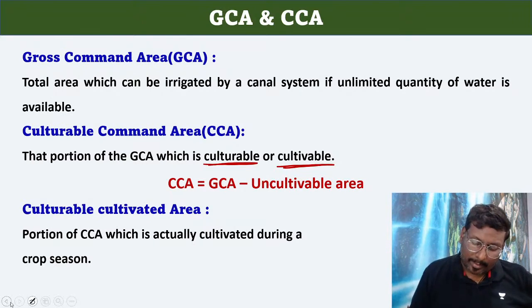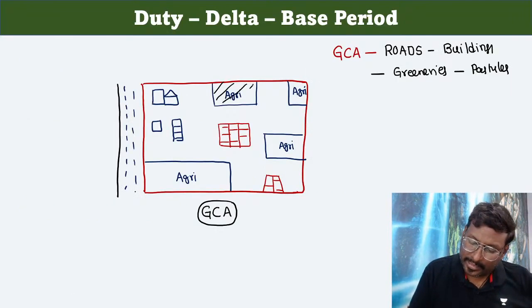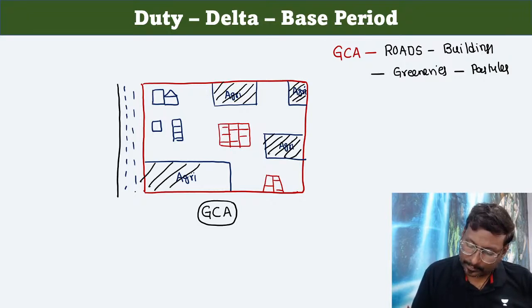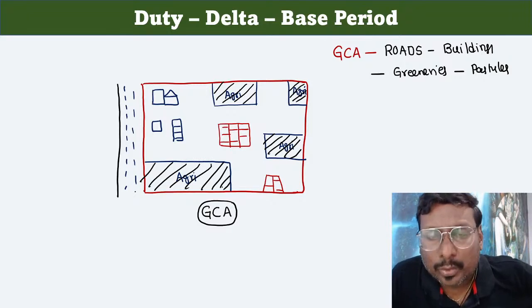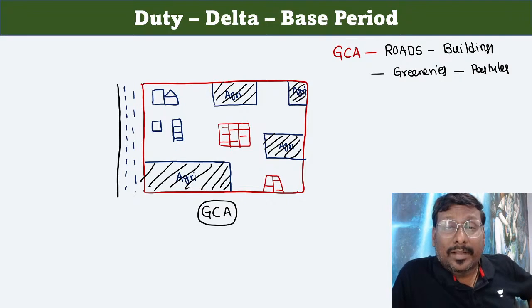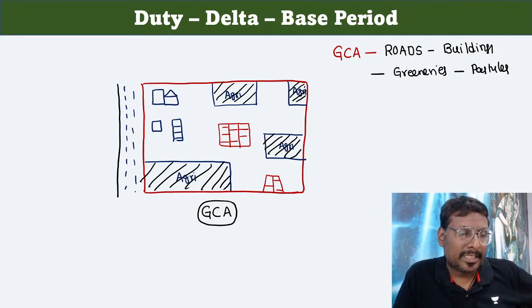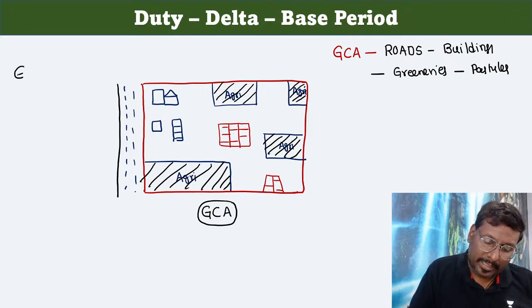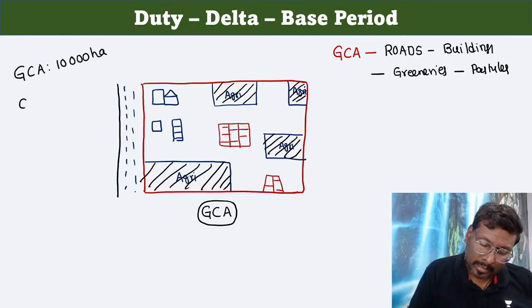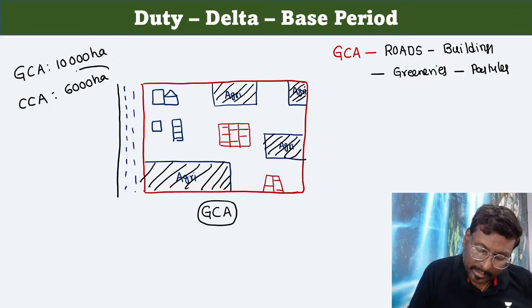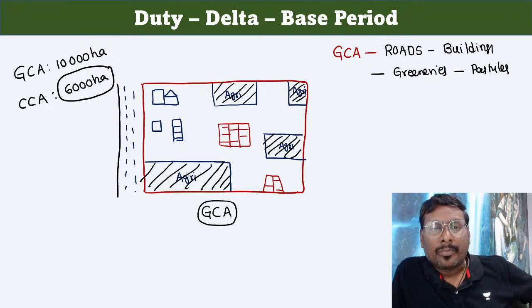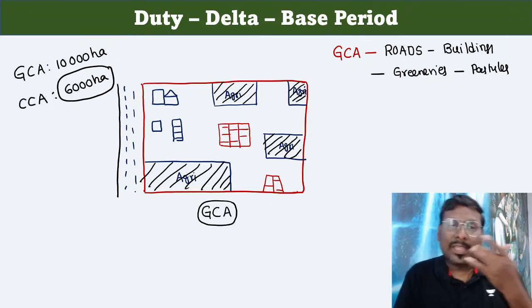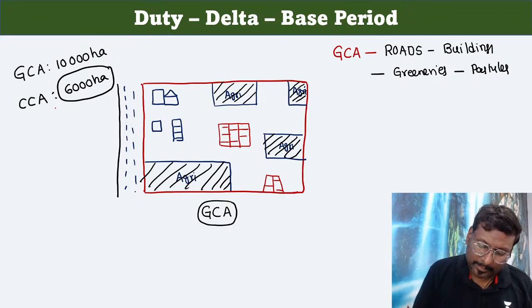This is CCA: this one plus this one plus this one plus this one. Will all of it be cultivated throughout the year? Please tell me, Saket. For example, GCA is 10,000 and you found that CCA is 6,000. Will the total 6,000 hectares be cultivated throughout 365 days? That varies from crop season to crop season.